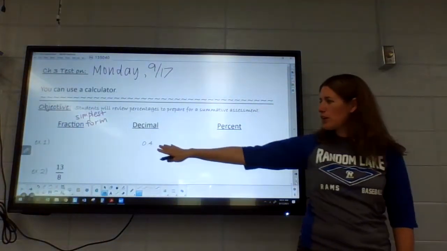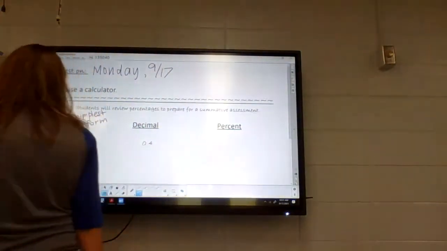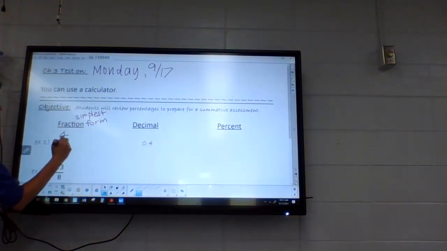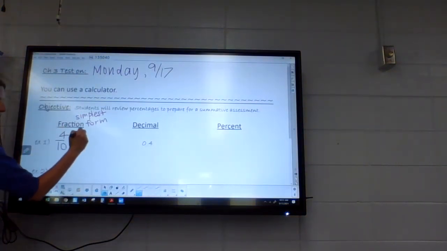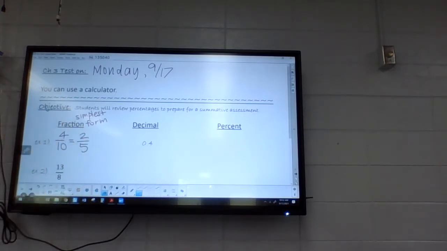Which way do you want to go first, the decimal? Change it to a what? A fraction. So you made it 4 over 10, which as a simplified fraction would be 2/5. Remember, you put it over that decimal place. Some of you used a calculator to convert that, and that's fine.